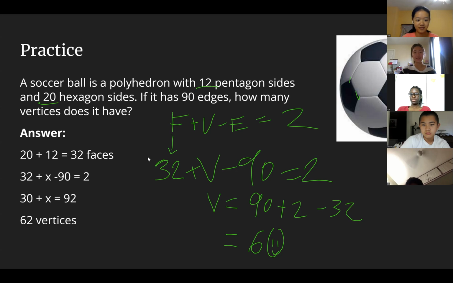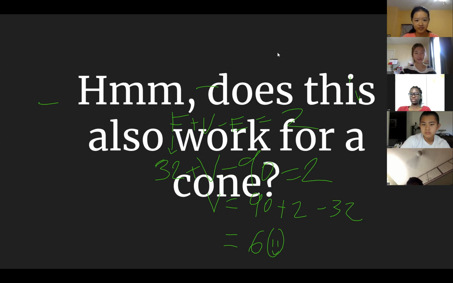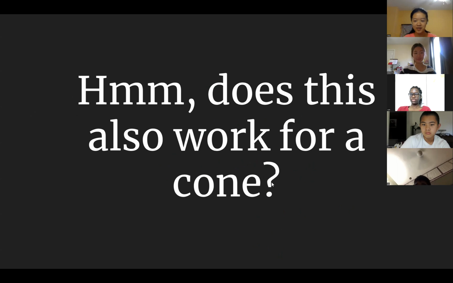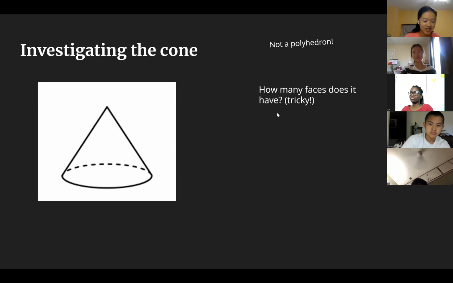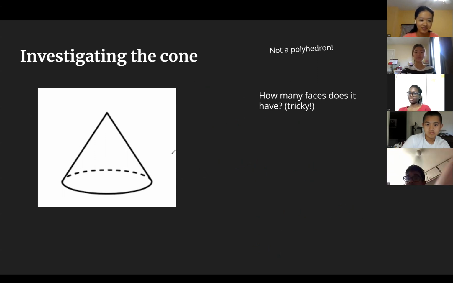All right, now I think we're switching to Amy. Yes. So previously we said this worked for polyhedra, and a cone is not a polyhedron because it has curved sides. Its faces are not made from polygons. So does this still work? Well, let's see. How many faces does a cone have? Let's see. Do I have a cone? I do not have a cone.